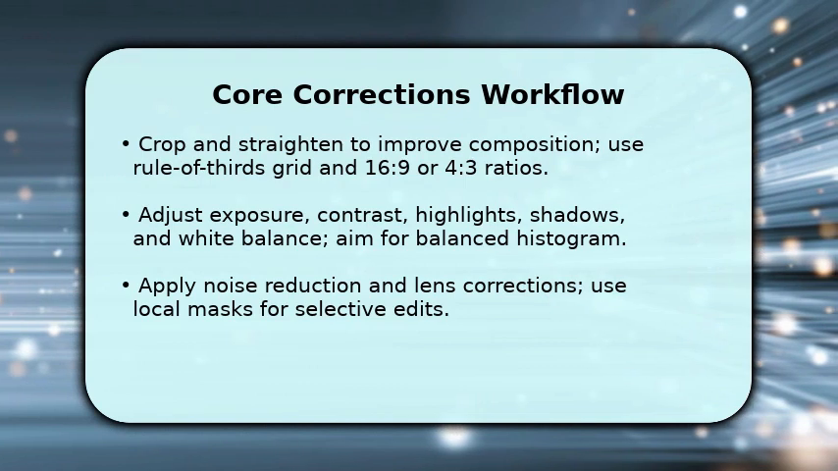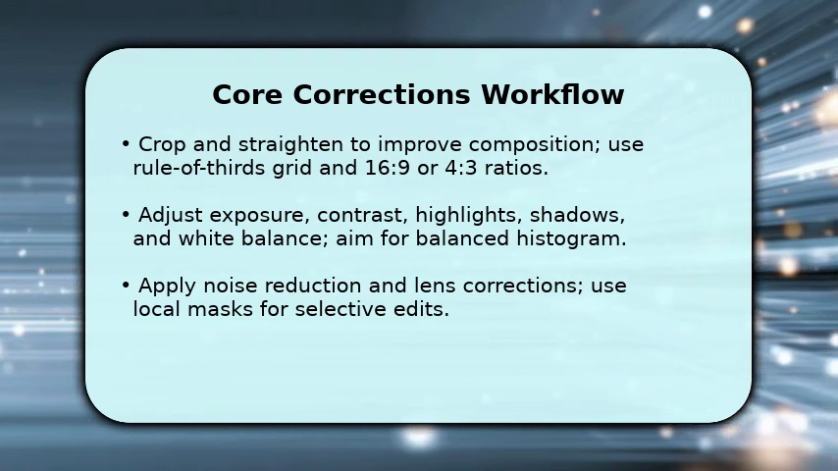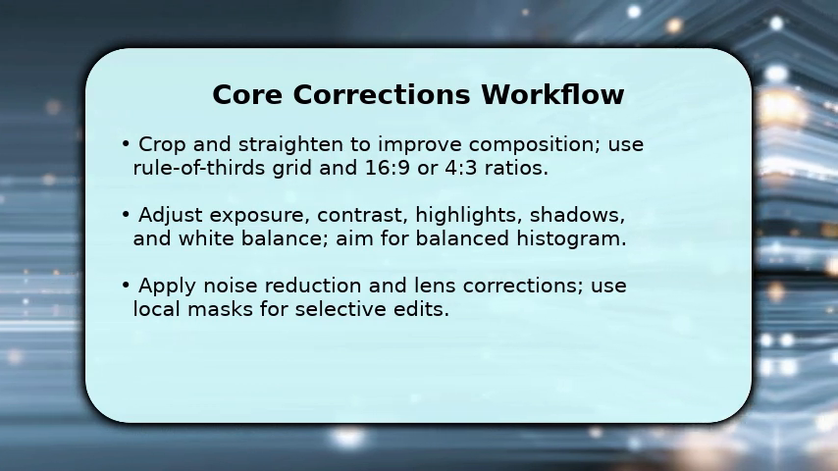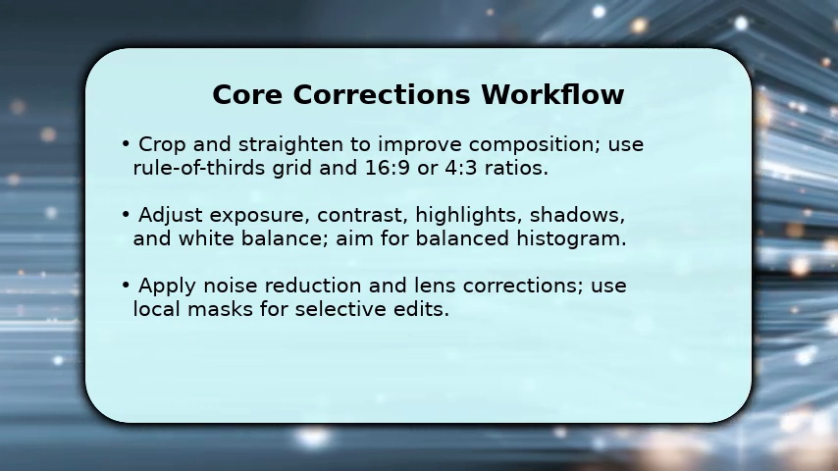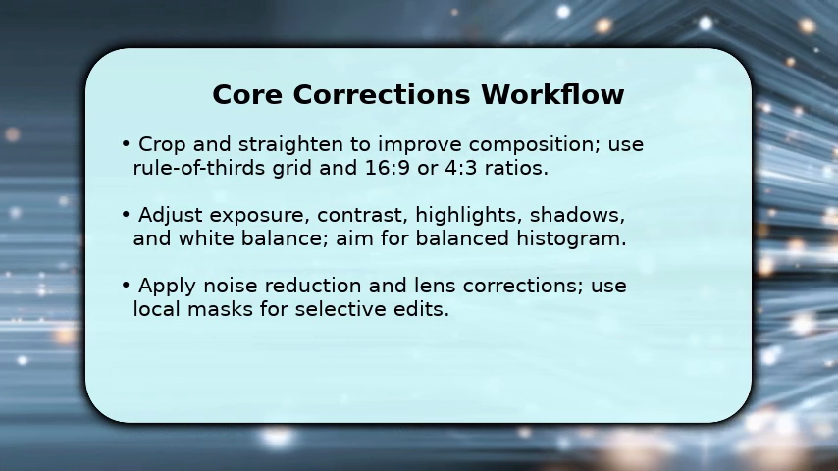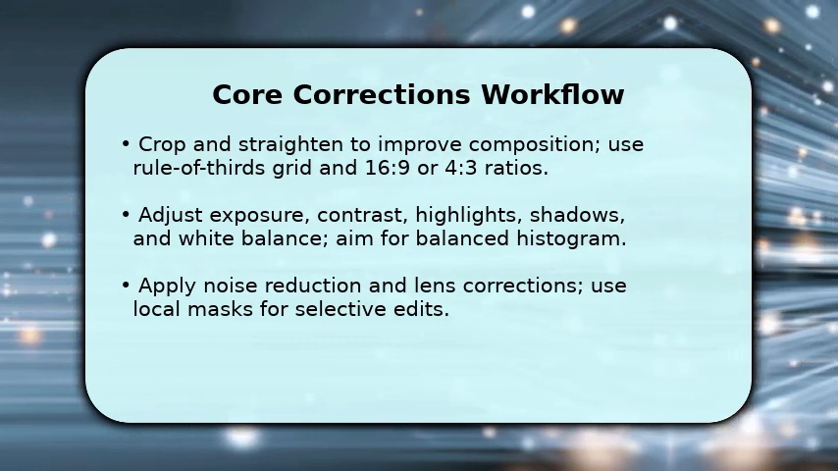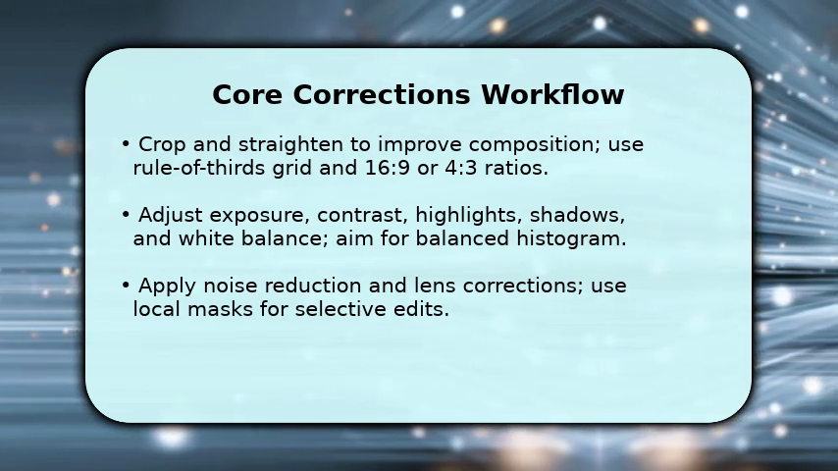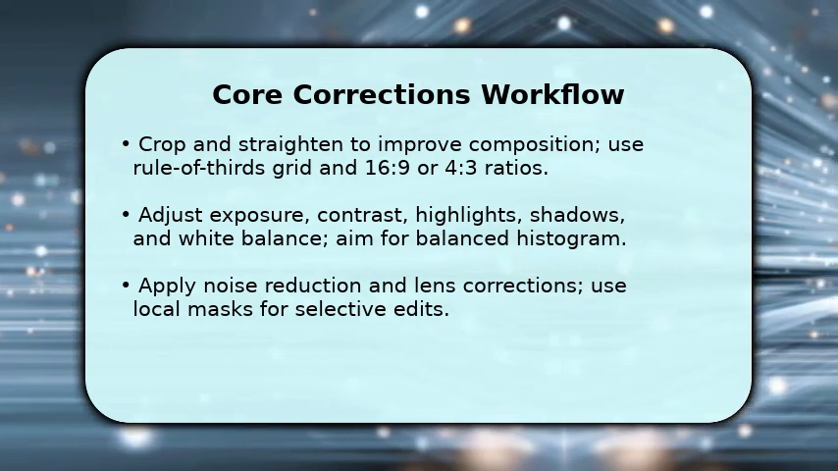Begin with composition. Crop and straighten using a rule of thirds grid and choose a ratio like 16:9 or 4:3 to frame the subject. Then correct global settings, exposure, contrast, highlights, shadows, and white balance so the histogram looks balanced and natural. After that, remove noise and enable lens corrections once those are solid.